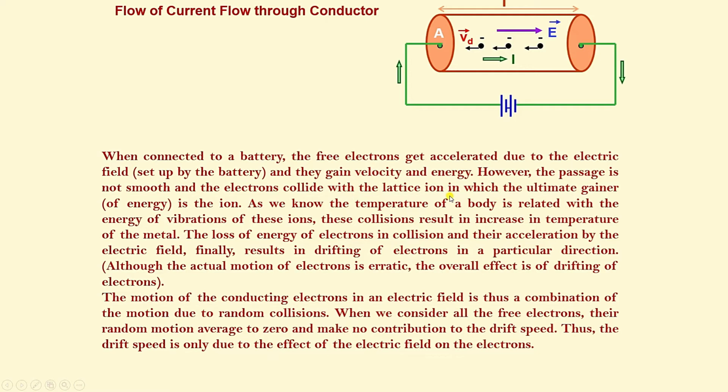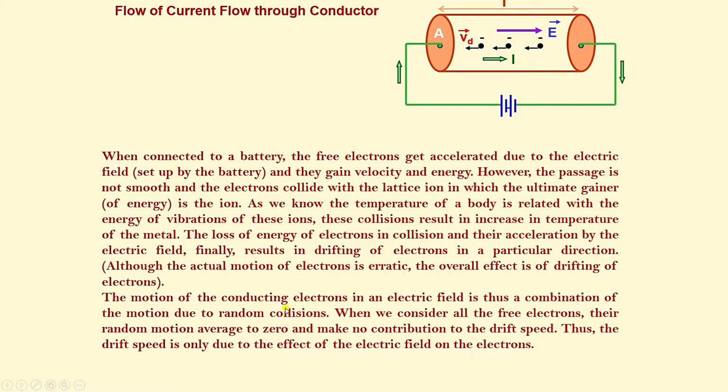Electrons collide with the lattice ions, and the ultimate gainer of energy is the ion. Here there will be lattice ions, and these electrons will collide with them, and the lattice ions will gain the energy. As we know, the temperature of a body is related to the energy of vibration of these ions. These collisions result in an increase in the temperature of the metal. The electrons lose energy in collision, and they are accelerated by the electric field, finally resulting in drifting of electrons in a particular direction.